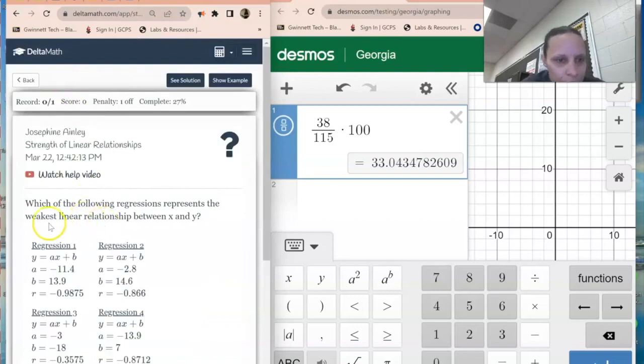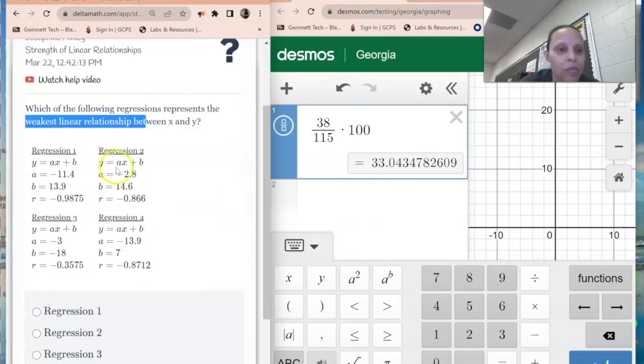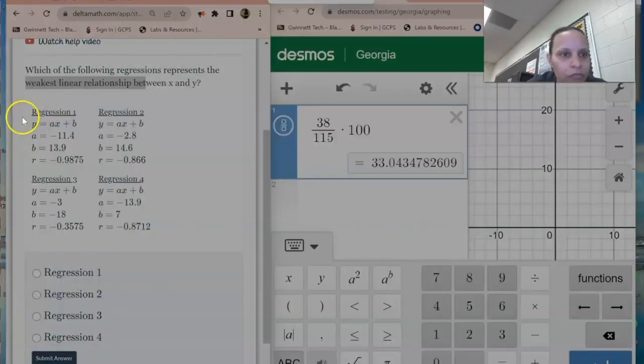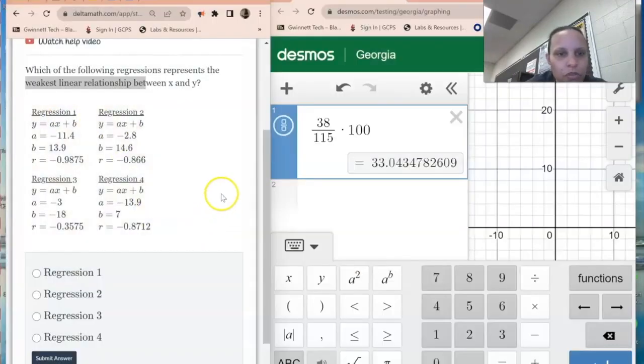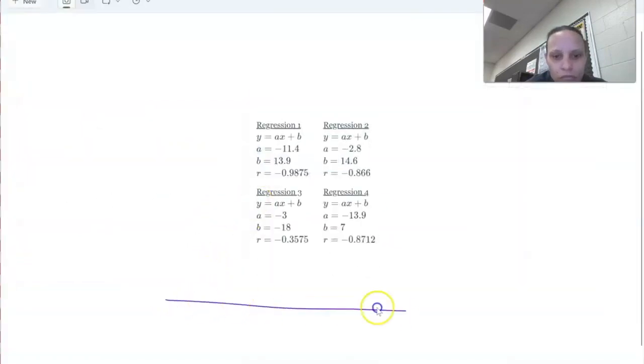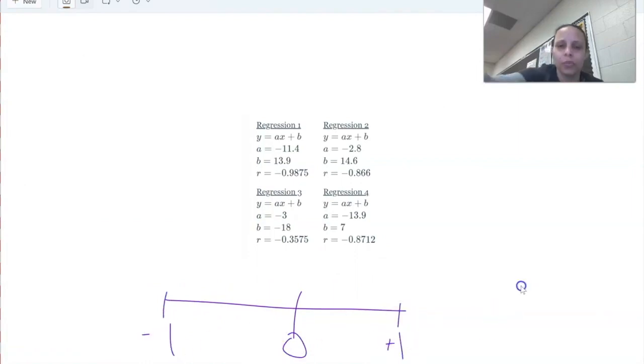All right, which one is the weakest linear relationship? Okay, so weakest, remember, is closest to zero. Whether that's from negative or positive doesn't matter. So which number is closest to zero? So if I was to put this on a number line, I'll just do this real quick. If I was to make a number line, where this is zero, this is negative one, and this is positive one. All right, and I would put the points.